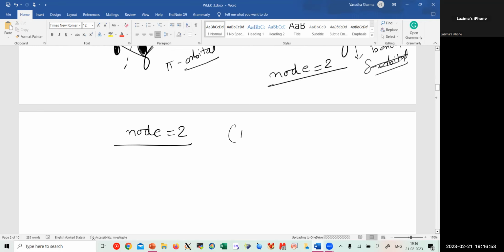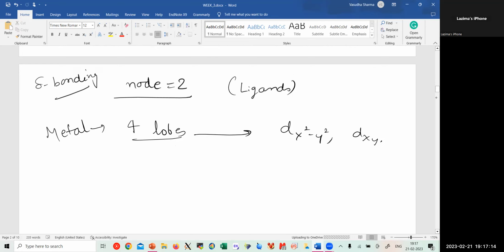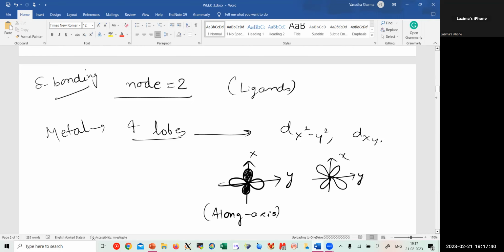So for the delta bonding, the metal orbitals should be having four lobes in nature. So here comes the picture of dx square minus y square and dxy. So these are having four lobes and they can better interact with the ligands which are having node equals to two. So dx square minus y square, if I explain to you, x and y, they are having this kind of picture. And dxy, they will be in between the axis. They are along the axis, lobes, and they are in between the axis.